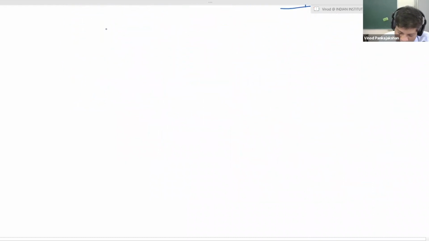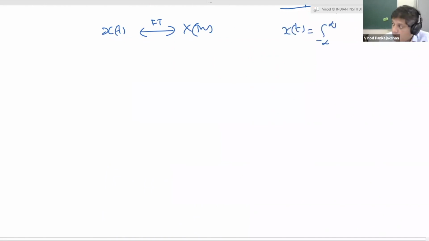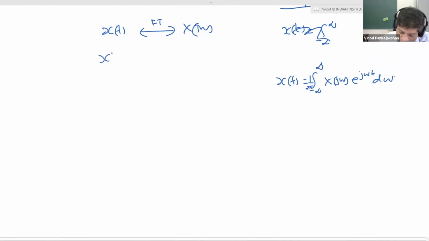Next property: if x(t) Fourier transform is, so I'm writing it here, x(t) equals, there is a scaling factor 1 by 2π, e raised to jωt dω. So what about x star of t? It's the conjugate.